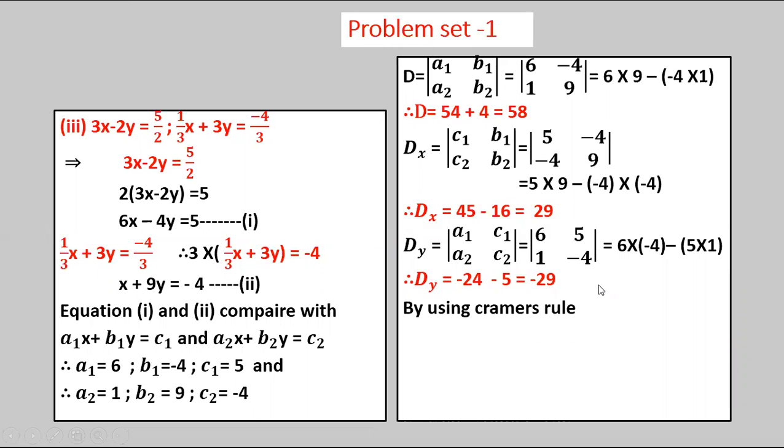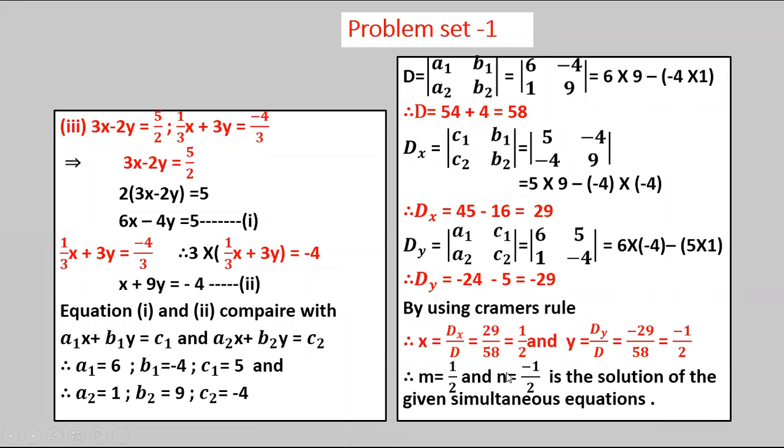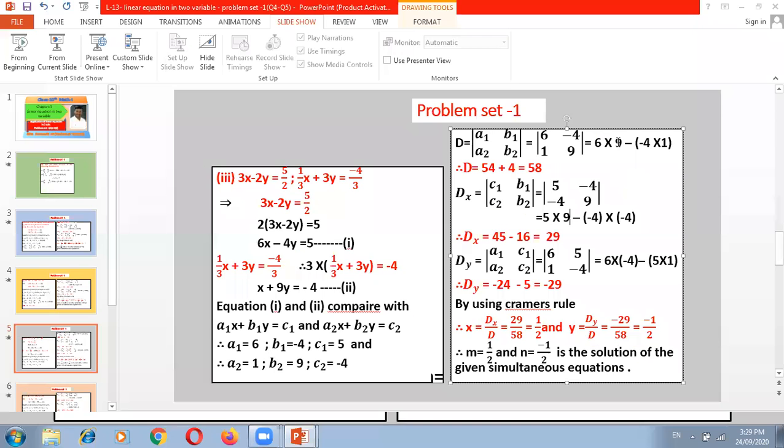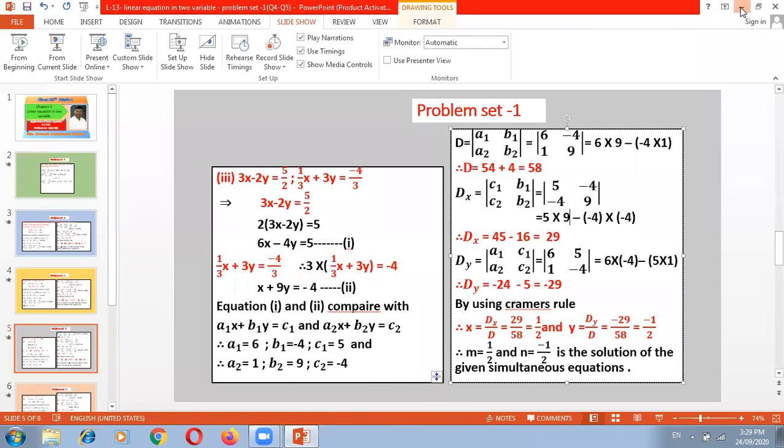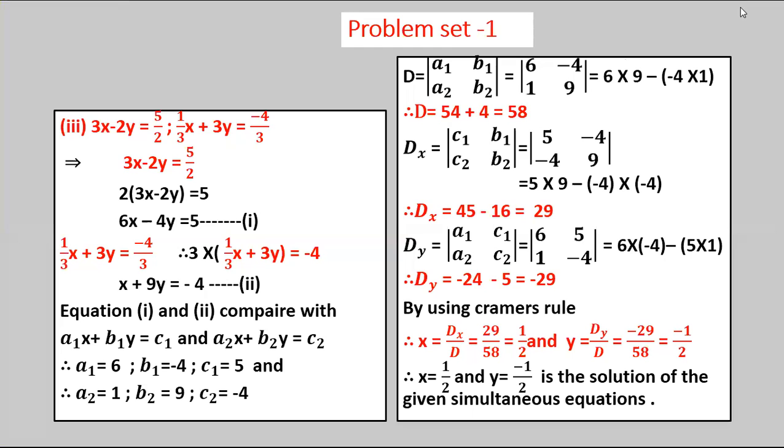By using Cramer's rule, x is equal to Dx upon D, 29 upon 58, 1 upon 2. And y is equal to Dy upon D, minus 29 upon 58. 29 twos are 58, so minus 1 upon 2. Therefore, x is equal to 1 upon 2 and y is equal to minus 1 upon 2 is the solution of the given simultaneous equations.